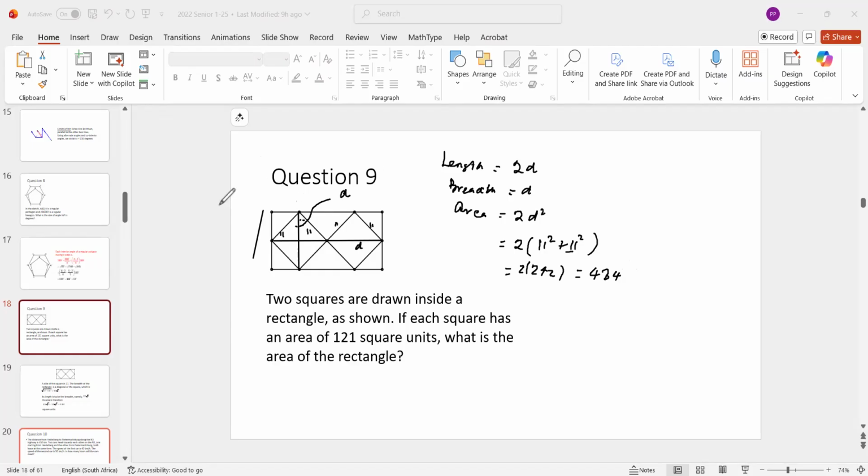I told you I will do the long way first. And that is the way you do this. You have to calculate the length and the breadth of the rectangle. Look at the length here. So then you can see it easily.